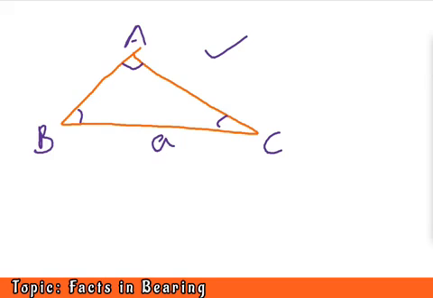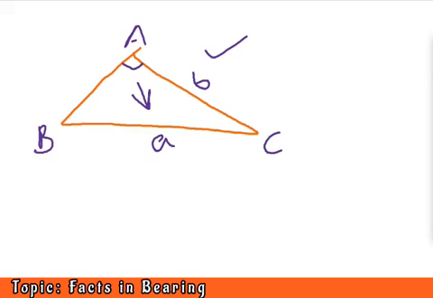So if you are given two sides, let's say A and B, and then you are given just one angle, and the angle you are given must be opposite to one of the sides. You can see it must be opposite to one of the sides. So in that case, you should make use of sine rule.